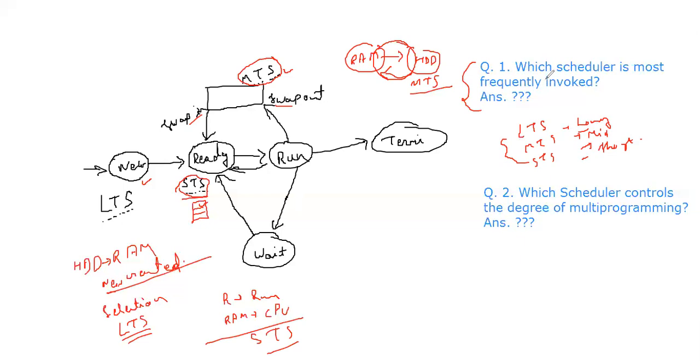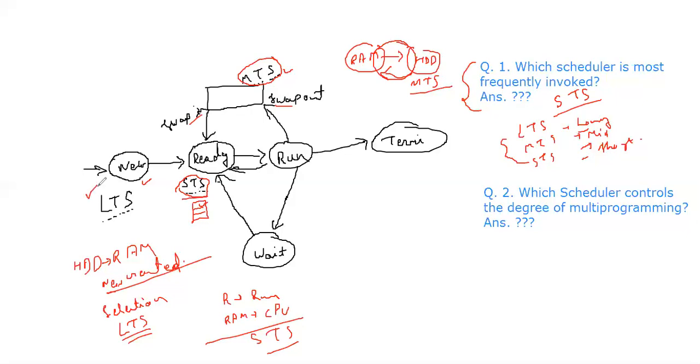Which scheduler is most frequently invoked? Now, according to you, which scheduler is most frequently invoked? Can you identify whether it is long-term, short-term, or mid-term scheduler? Frequently invoked means which scheduler works very frequently. So the answer to this is short-term scheduler. Short-term scheduler is most frequently invoked, and that is the main reason it is called short-term. Now the reason is, why is the short-term scheduler most frequently invoked?